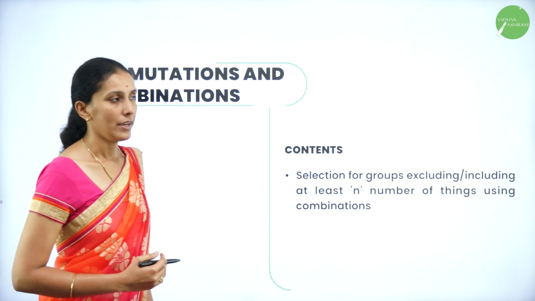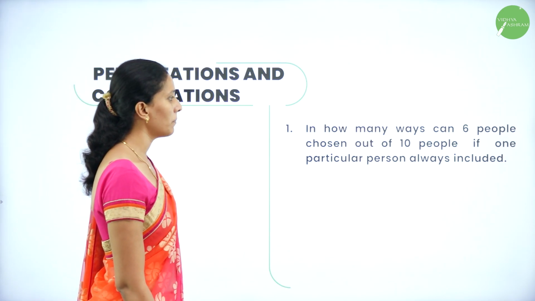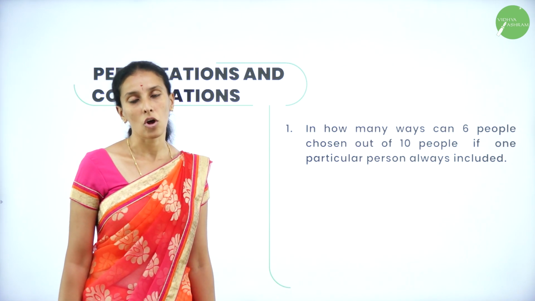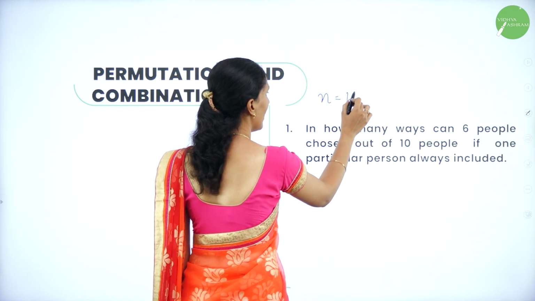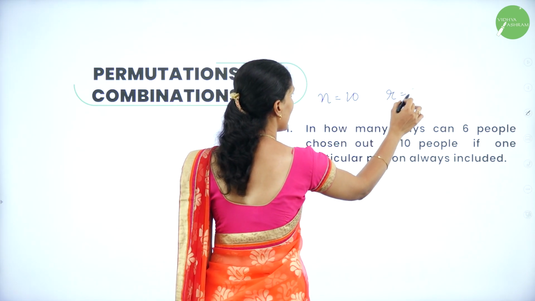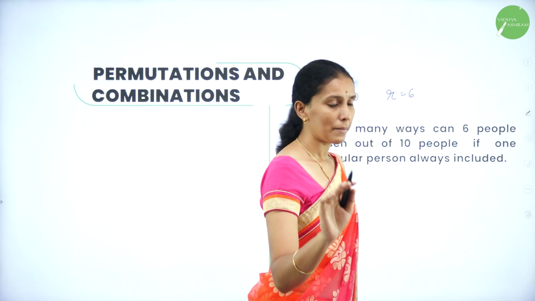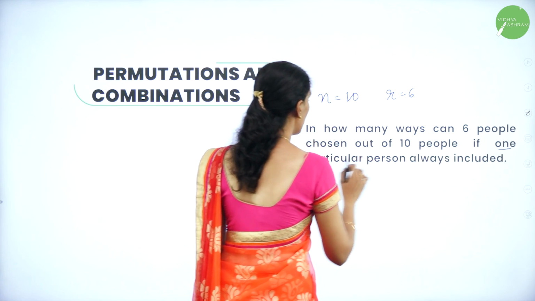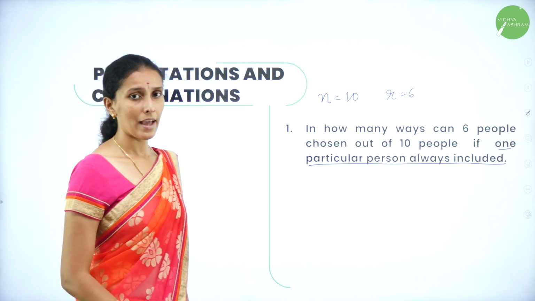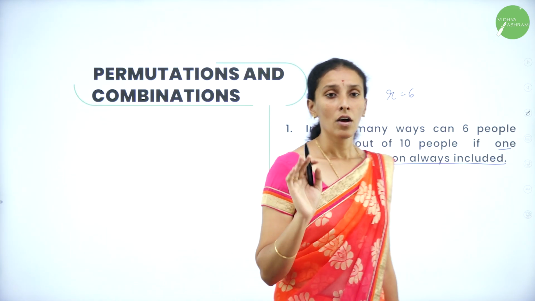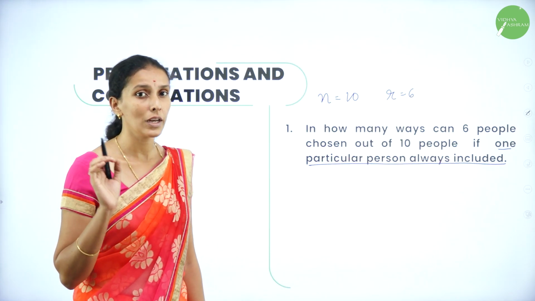My first question is, in how many ways can 6 people be chosen out of 10 people if one particular person is always included? So here my total number of people N is 10 and my R is 6. So we are supposed to choose 6 people out of 10 people. But my condition here is one particular person is always included. One particular person should be there in the group. That means we have to select only 5 persons.